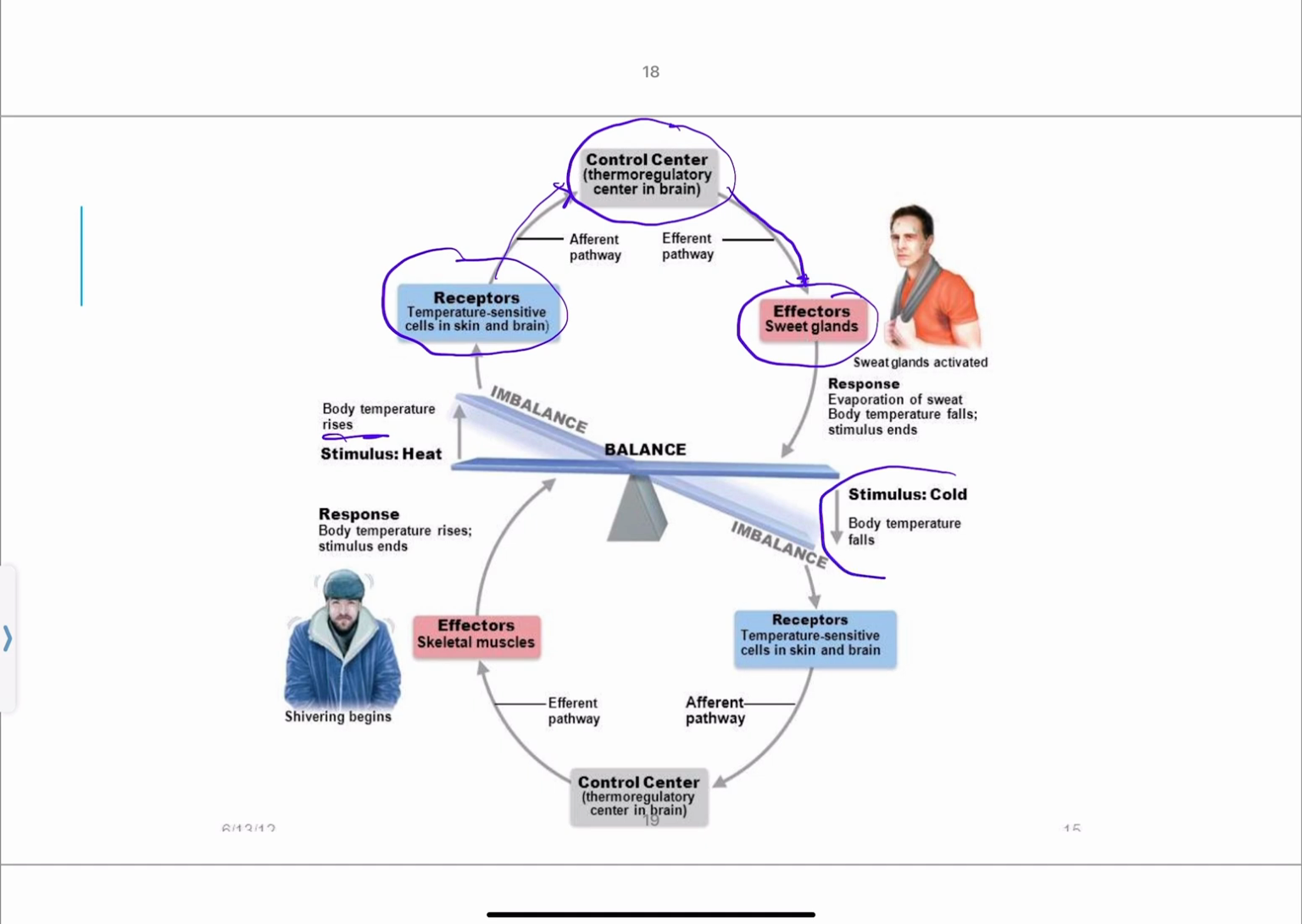So if our initial stimulus was cold body temperature, that would also be sensed by temperature sensitive cells or receptors that are present in our skin or our brain. We're going to send the information from our receptors along an afferent pathway to the same control center, our hypothalamus, which is going to process the information so that in this case, we actually send the information to our skeletal muscles that are going to cause us to shiver, which is going to cause our body temperature to increase. So again, if we're talking about negative feedback, if we go in either direction, we're trying to bring it back to some ideal value.